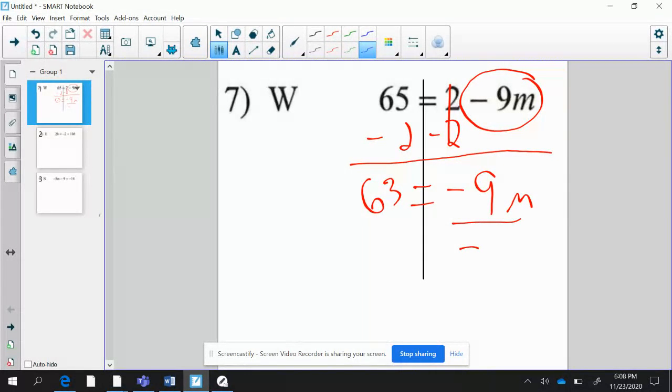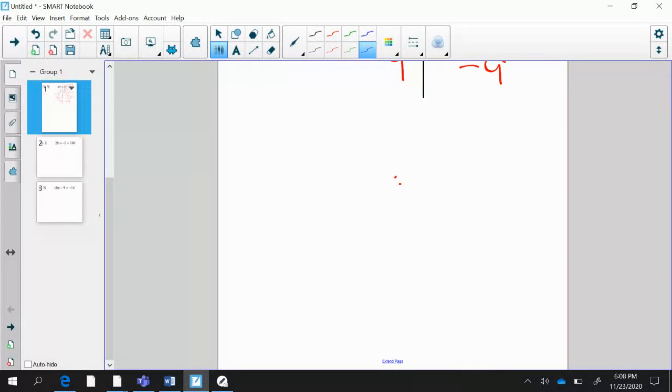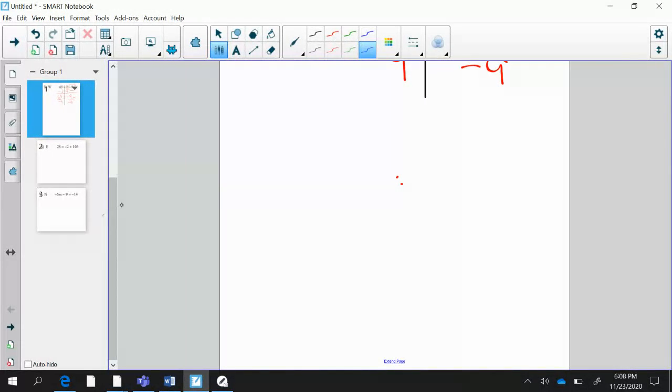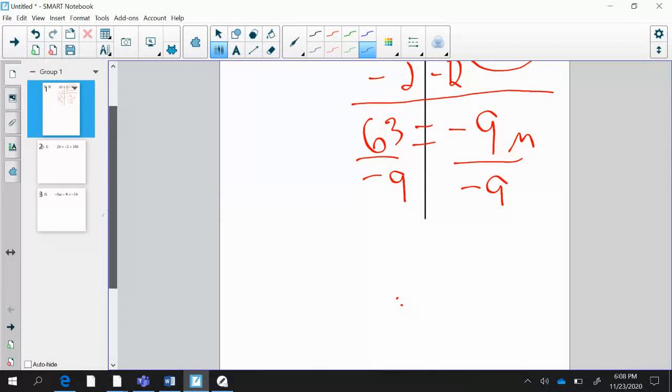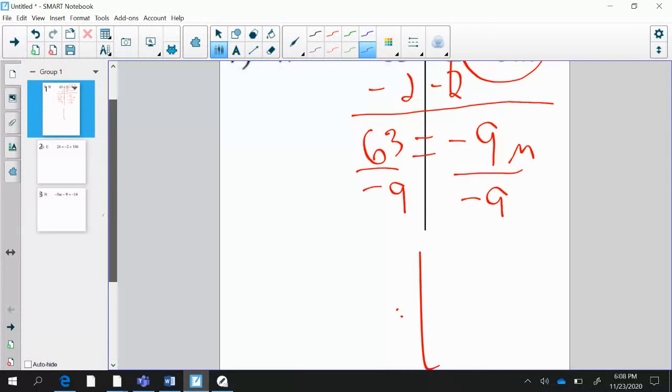And then we're just going to divide by negative 9 on both sides. Oh, nope. And we divide by negative 9. This looks a little sloppy. I'm doing this a little bit on my laptop. 63 divided by a negative 9. 63 divided by negative 9 would be a negative 7.